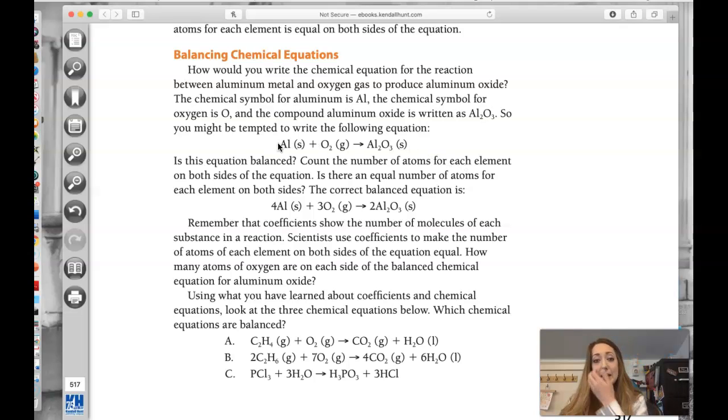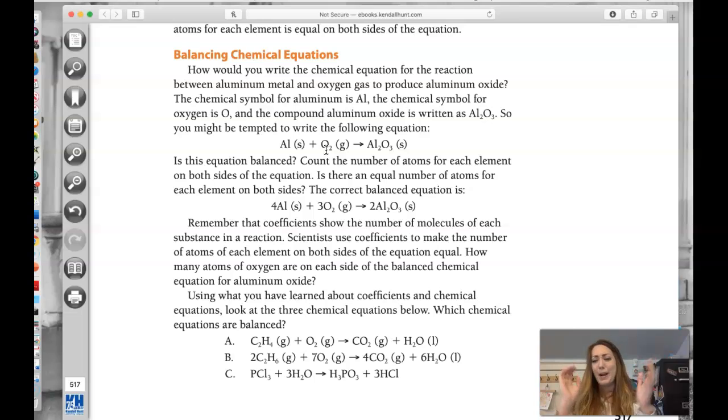But is this equation balanced? Count the number of atoms for each element on both sides. Is there an equal number of atoms for each element on both sides? Well, let's see, I've got 2 aluminums here, but I don't have 2 aluminums over there. I've got 3 oxygens here, and I've got 2 oxygens there. That doesn't work. It's not balanced.